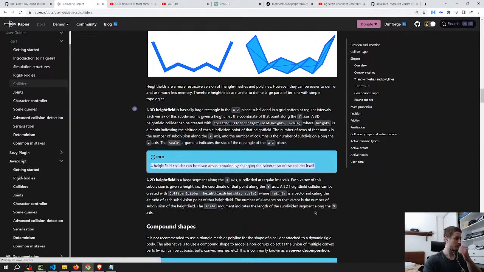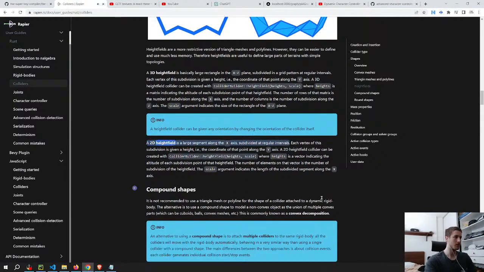Indicates the size of the rectangle of the XZ plane. A heightfield collider can be given any orientation by changing the orientation of the collider itself. A 2D heightfield is a large segment along the x-axis, subdivided at regular intervals. Each vertex of the subdivision is given a height, i.e., the coordinate of that point along the y-axis.